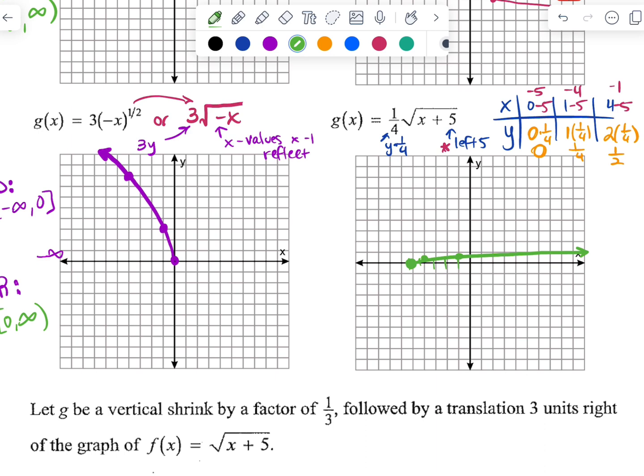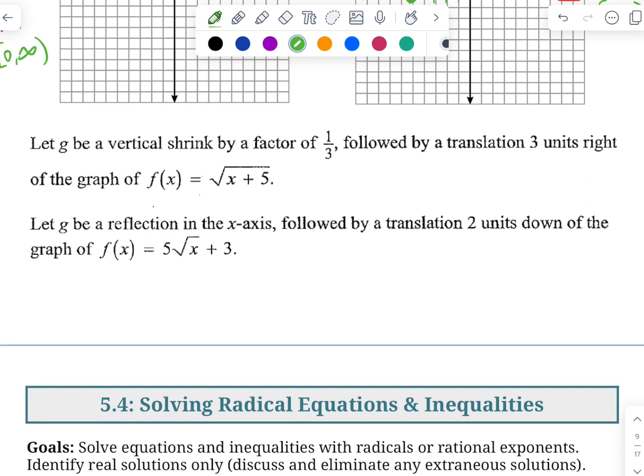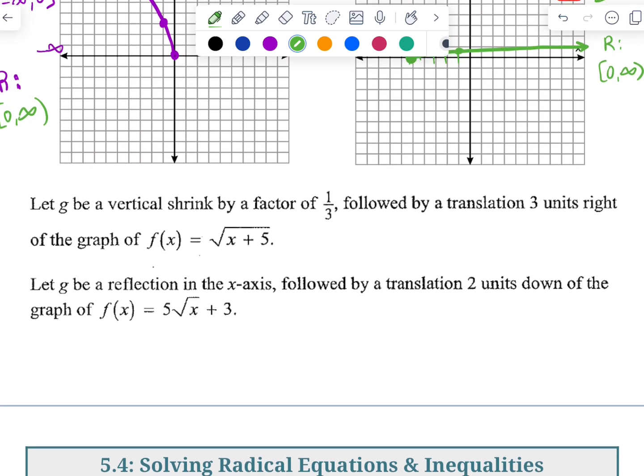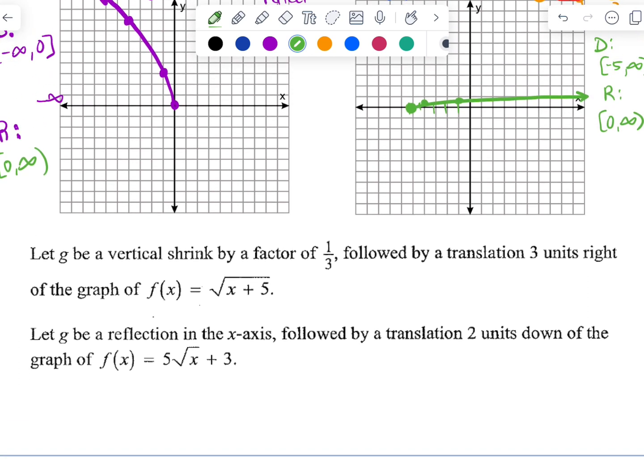So that's what it looks like, and our domain is going to be from -5 to infinity, and our range is very, very slowly going from 0 to infinity. All right, last thing to talk about here before we get into the whole even odd business is just descriptions, and adding more descriptions to a specific function.